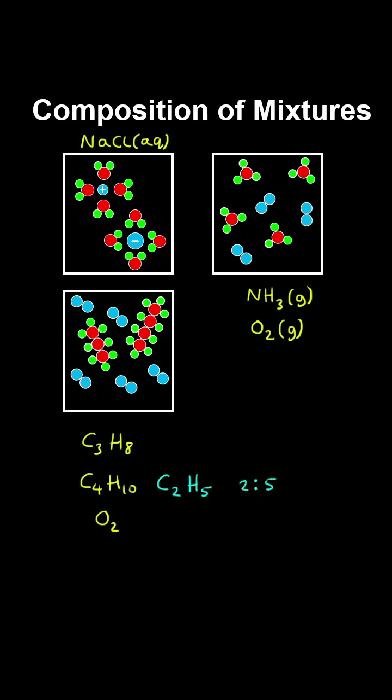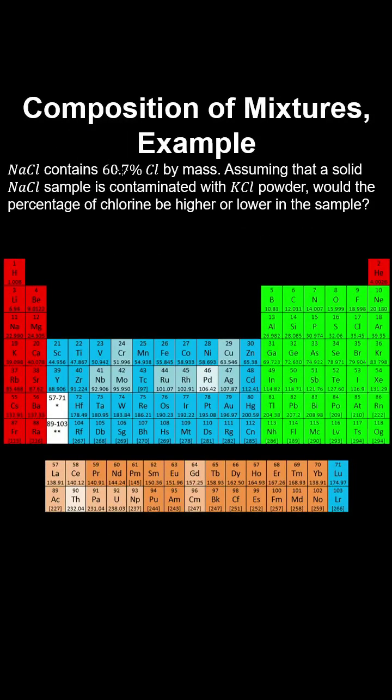And similar to what we did with pure substances, we can do an elemental analysis and also determine the purity of the mixture, which we'll do in the following example. Sodium chloride contains 60.7% of chlorine by mass, and assuming that a solid sodium chloride sample is contaminated with potassium chloride powder, would the percentage of chlorine be higher or lower in the sample?